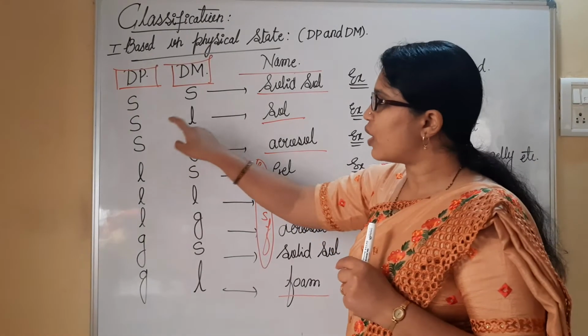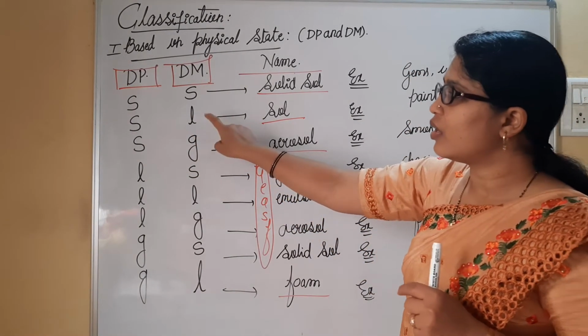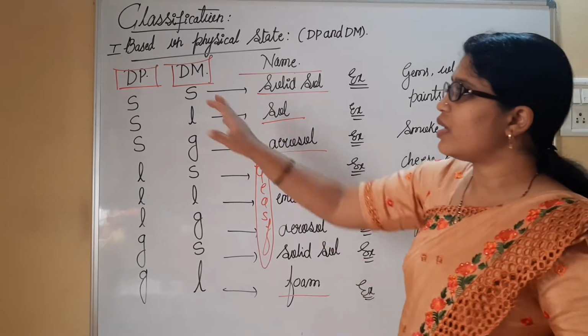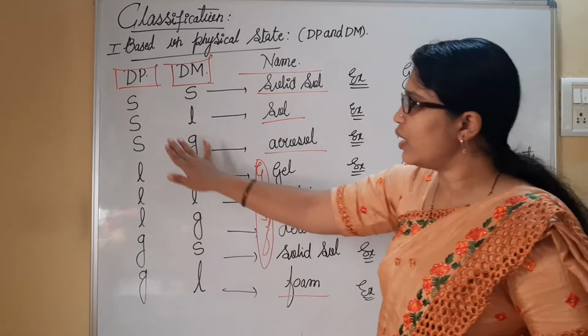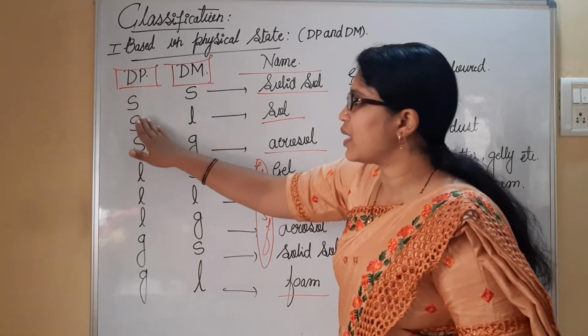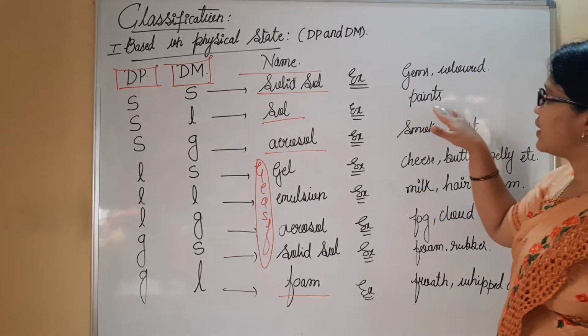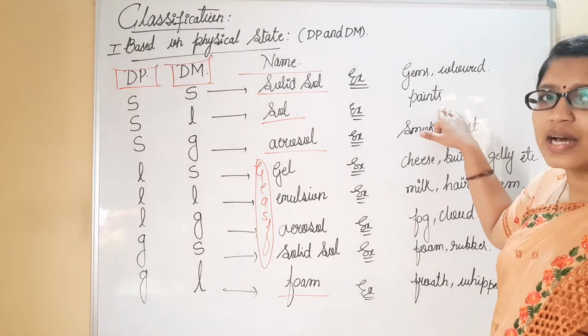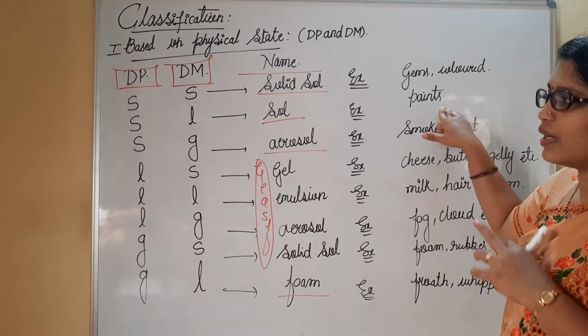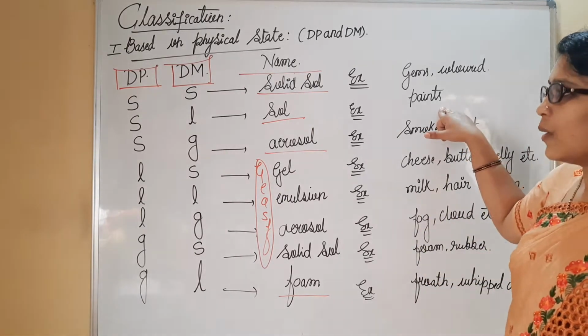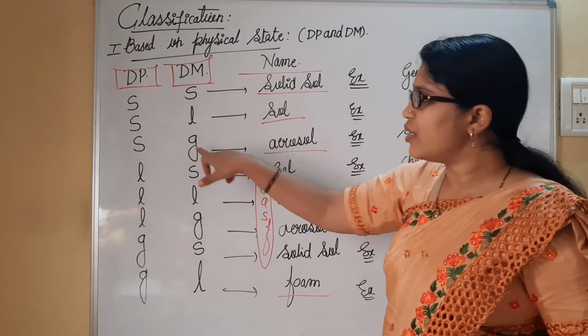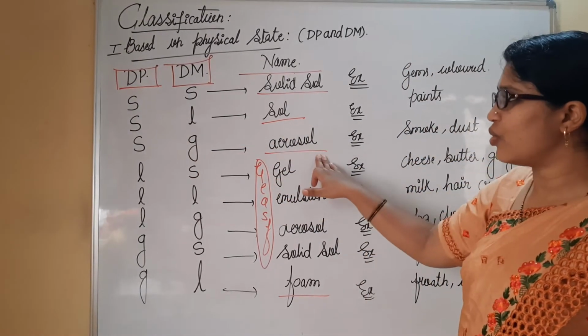Then we have solid mixed in liquid. The dispersion medium is the larger one, in which smaller solid particles are dispersed in liquid, and they are called sols. An example is paints. Paints are made of solid in liquid, and they are called sols. Then we have solid dispersed in gas. They are called aerosols.